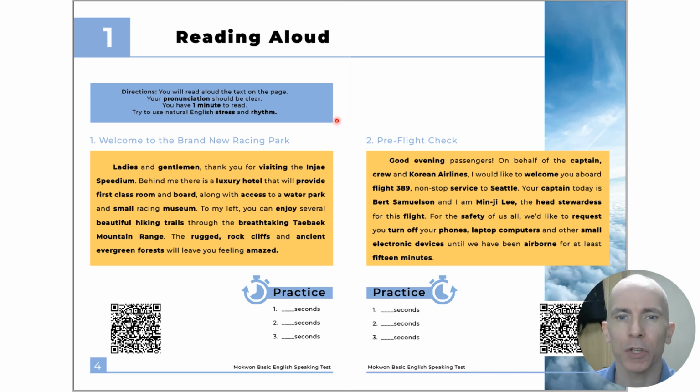For the test, you will read one of these 2 readings in 1 minute. I will be listening for pronunciation, time, and stress. To practice this, you can scan the QR code and listen. In your book, after you practice, you can check your time. Read all of it. Oh, that took me 60 seconds. Oh, that took me 45 seconds. You can check how long it took.